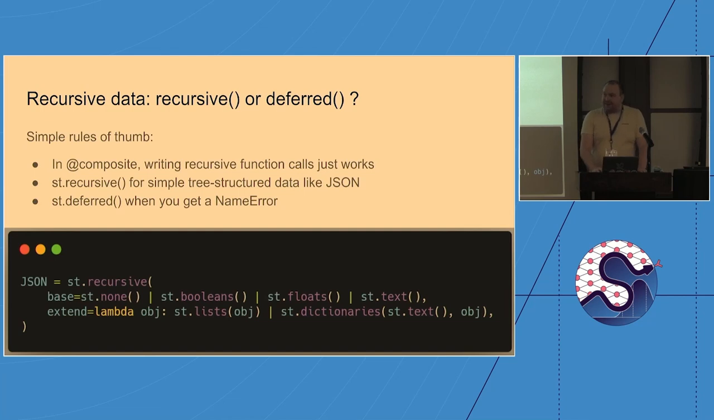Recursive data. Who here has ever had a recursive data structure, like JSON? This defines every possible JSON object using hypothesis. It's a recursive data type. Base case is that it can be none or a Boolean or a number or a string. And then JSON objects can also be lists of any JSON objects or dictionaries where the keys are strings and the values are any JSON object. And so it takes 2.5 lines to express that with hypothesis.